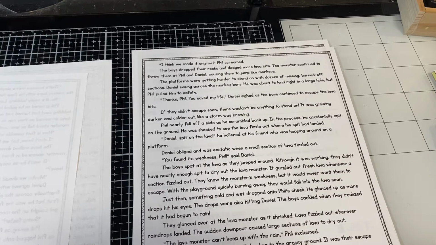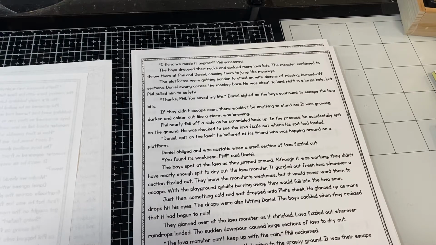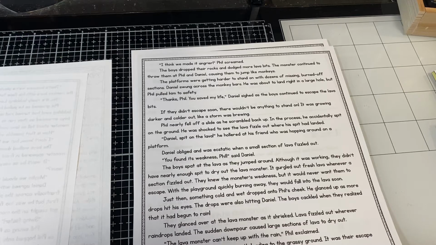If they didn't escape soon, there wouldn't be anything to stand on. It was growing darker and colder out, like a storm was brewing. Phil nearly fell off a slide as he scrambled back up. In the process, he accidentally spit on the ground. He was shocked to see the lava fizzle out where his spit had landed.